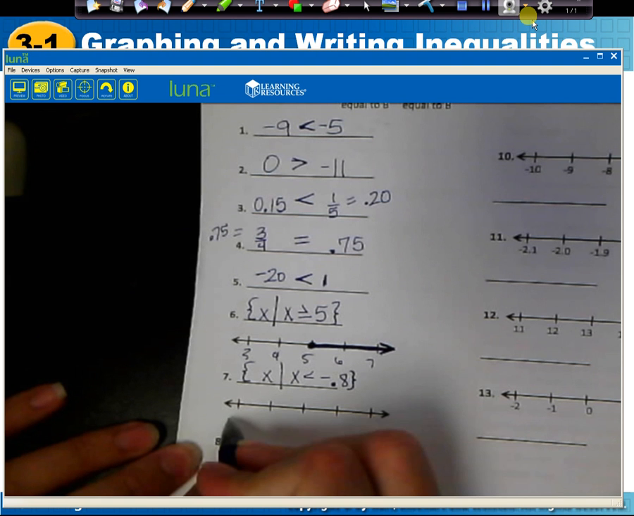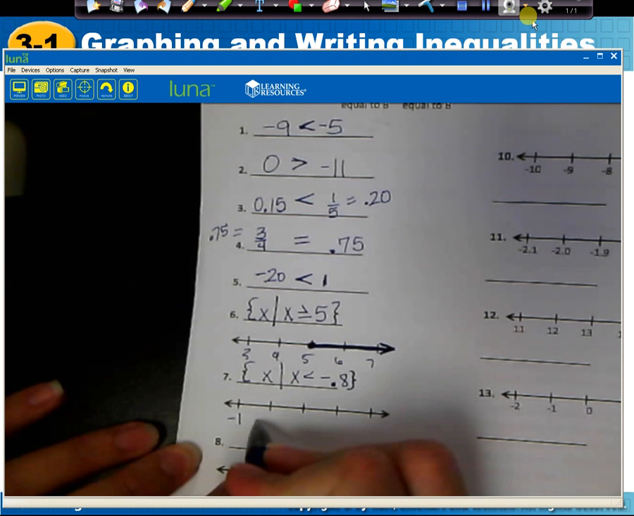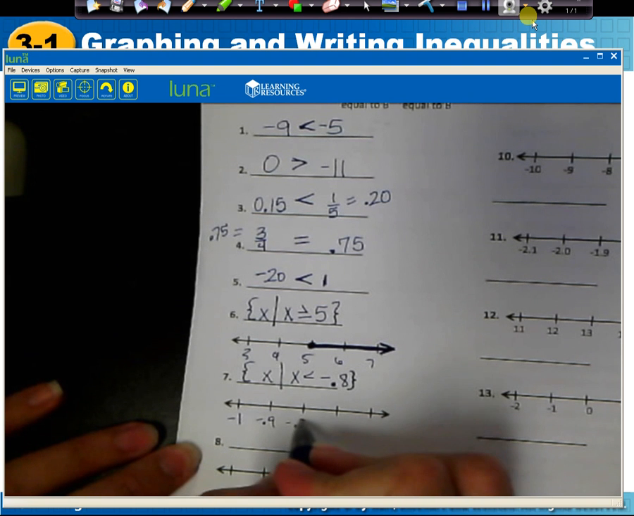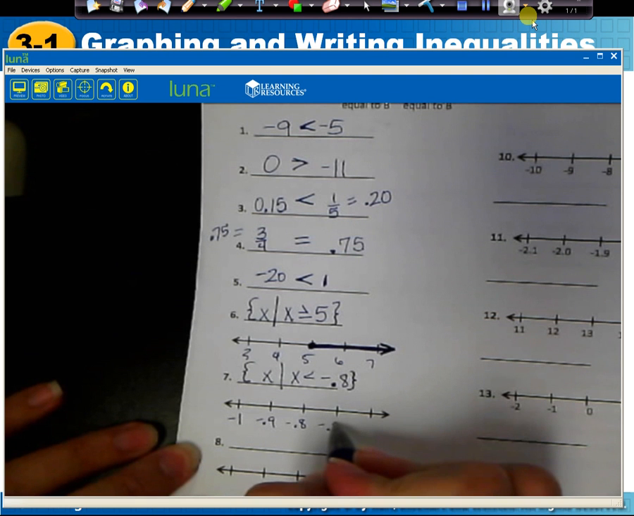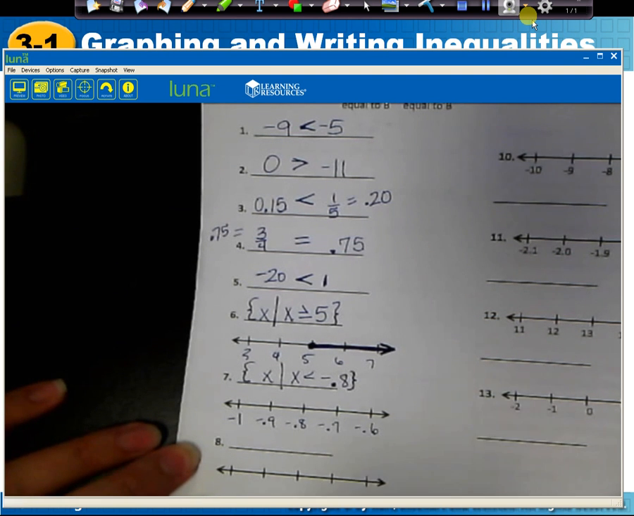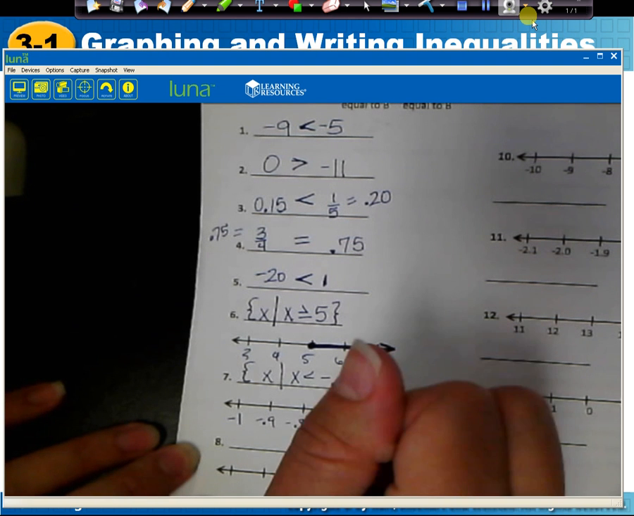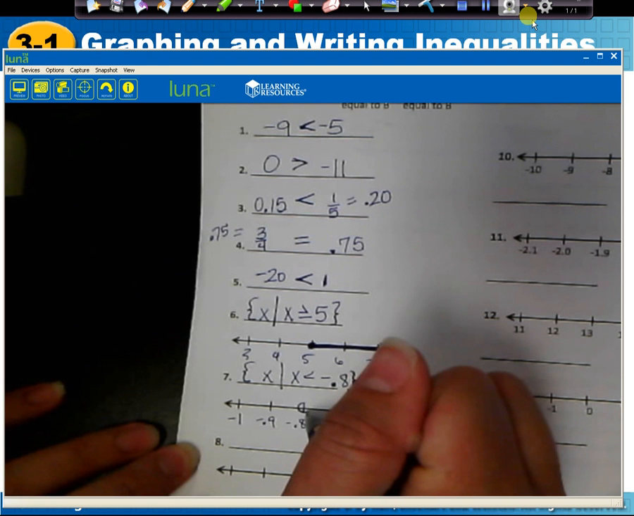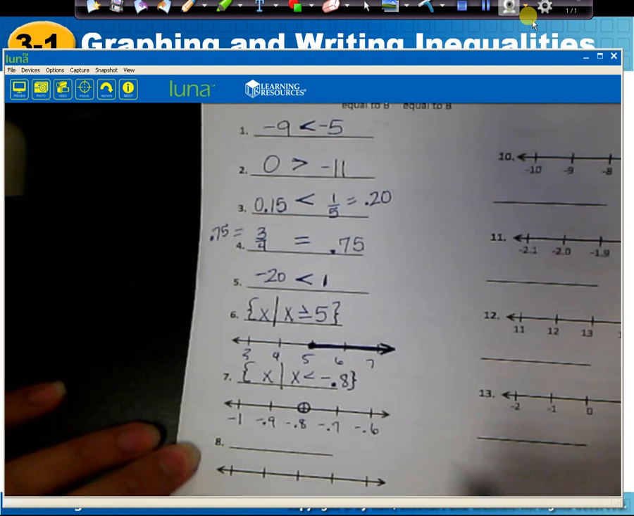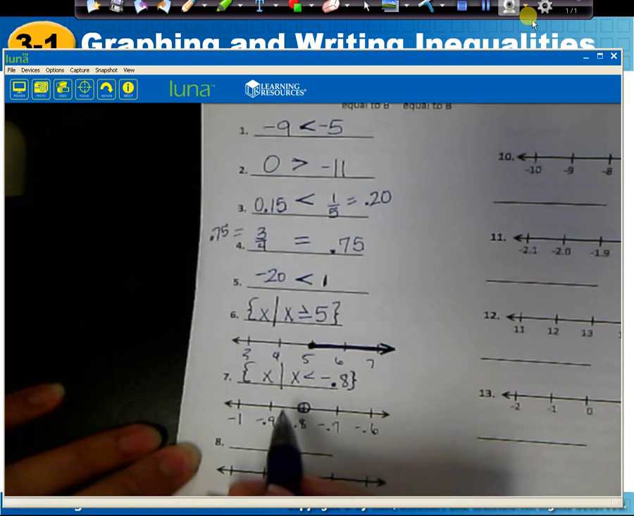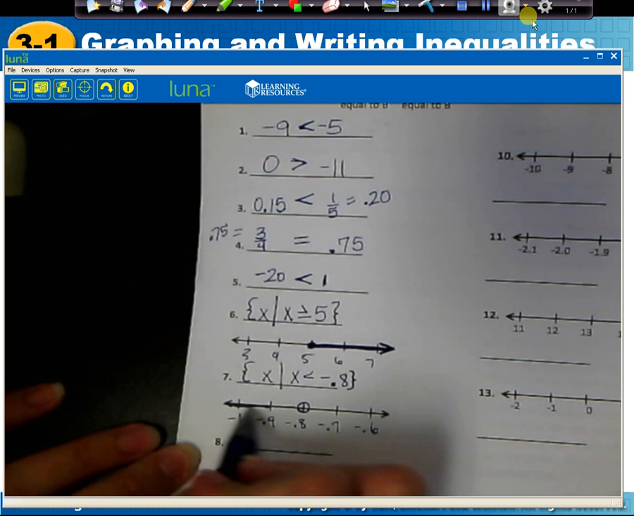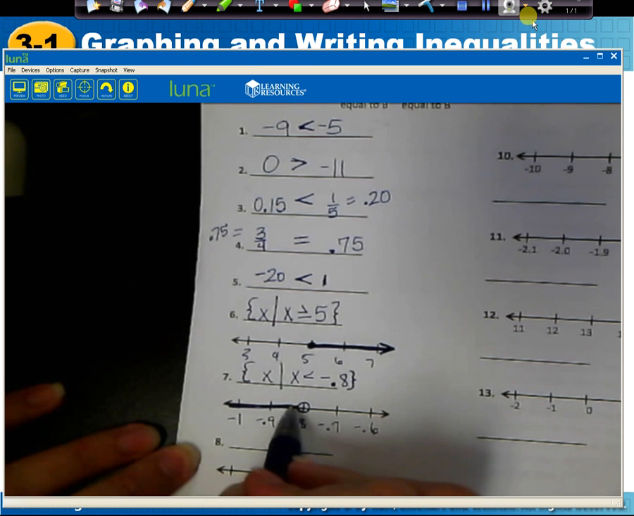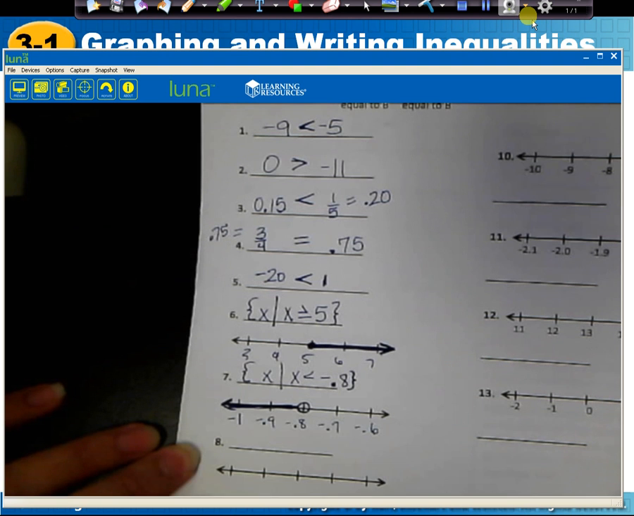So I'm going to say negative 1, negative 0.9, negative 0.8, negative 0.7, negative 0.6. Go ahead and fill in your number line. And because x is something less than negative 0.8, but it's not equal to, I'm going to draw a circle instead of a dark mark, showing that it's got to be something less than negative 0.8, but it can't be equal to it.